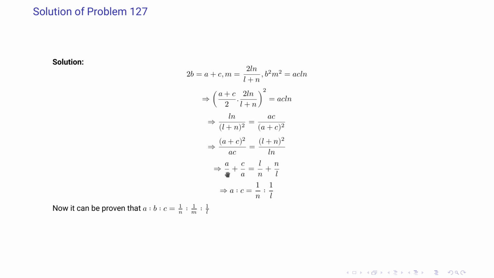So once we have this relationship, we can say that a is to c is equal to 1 by n is to 1 by l. And now it's a matter of letting this be equal to k and substituting the value of ac over here, and you will find that a is to b is to c is equal to 1 by n is to 1 by m is to 1 by l.